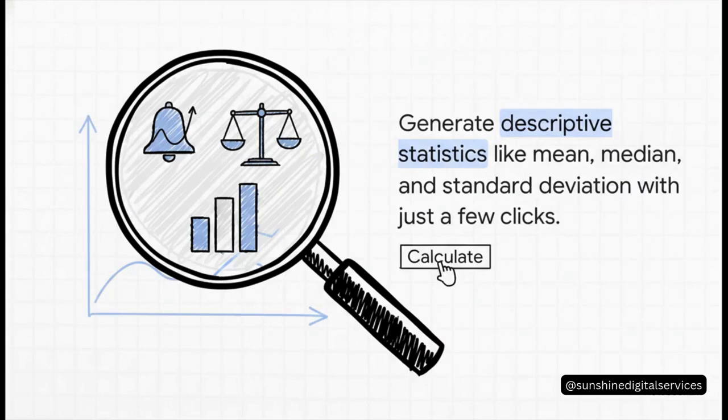Visuals are great, but sometimes you need the cold, hard numbers. EViews can spit out a full table of descriptive stats, your mean, median, standard deviation, all that good stuff, instantly. This is really the foundation of any serious analysis. It gives you that perfect statistical snapshot of your variables.